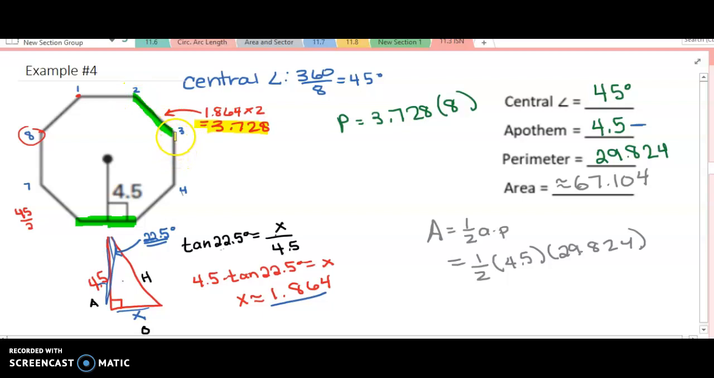Now depending on how you rounded, you could have gotten something a tiny bit different. So to find the perimeter, I'm going to take that same number times 8 sides, and you get 29.824. Now that I have my perimeter and my apothem, I can find the area of this, 1/2 times 4.5 times 29.824, and I got roughly 67.1.